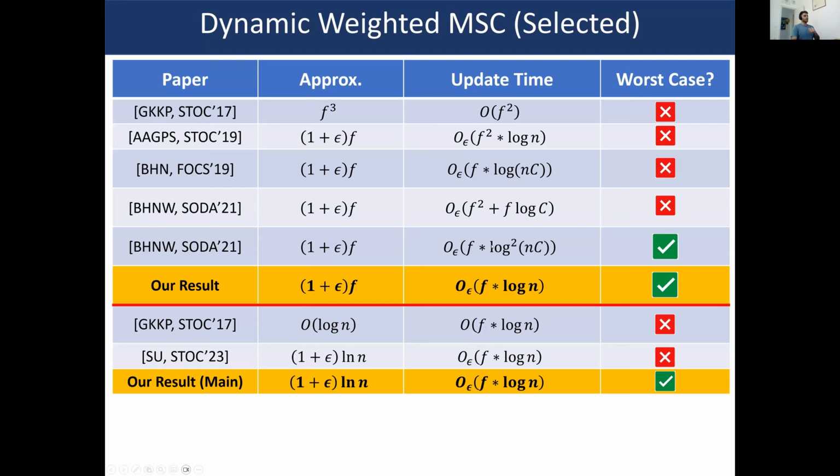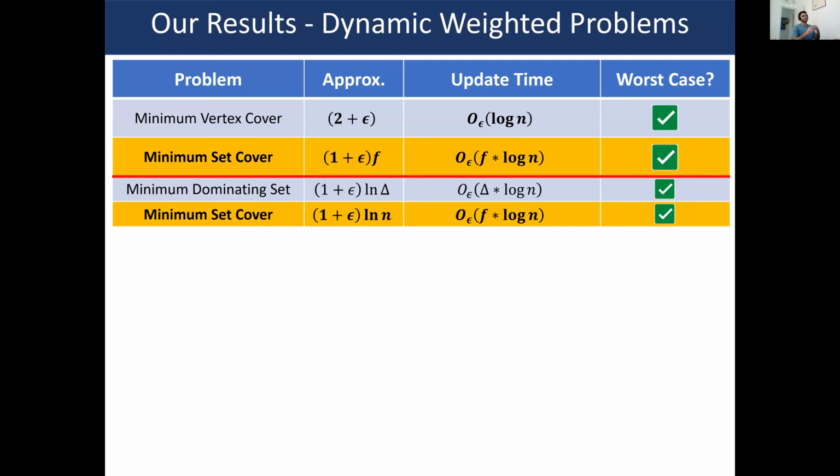So we were able to cut off a log factor and remove the dependency on the aspect ratio. Okay, now these two results, since the set cover problem is such a fundamental covering problem that encapsulates several other covering problems in it, as direct corollaries, we were able to also reach state-of-the-art worst case algorithms for minimum vertex cover and minimum dominating set problems.